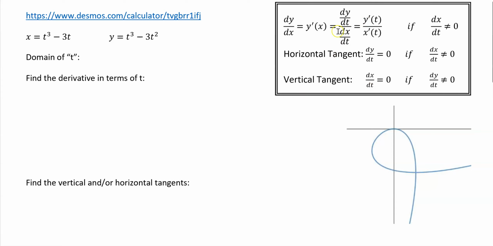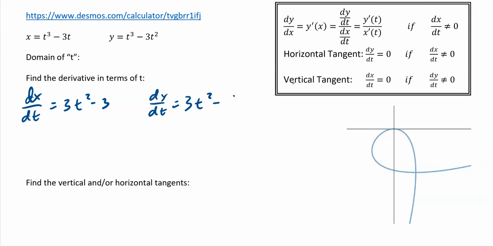So the first thing we need to do is find our derivative, just like before. So dx/dt is equal to 3t squared minus 3, and dy/dt is equal to 3t squared minus 6t. And then we rewrite it, so we have dy/dt over dx/dt, so it's 3t squared minus 6t over 3t squared minus 3.